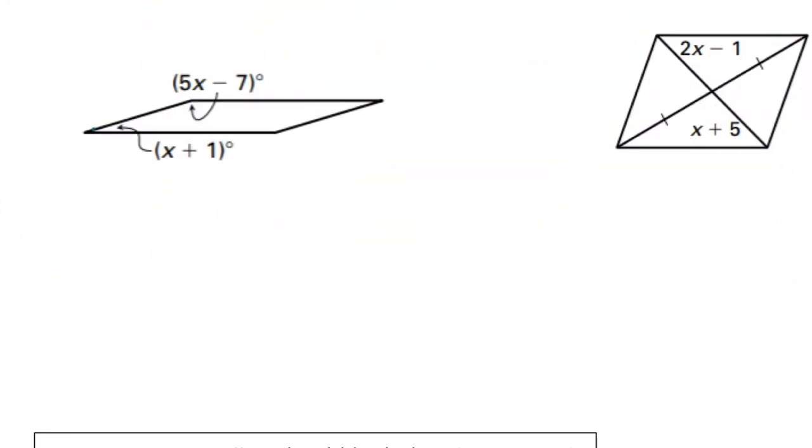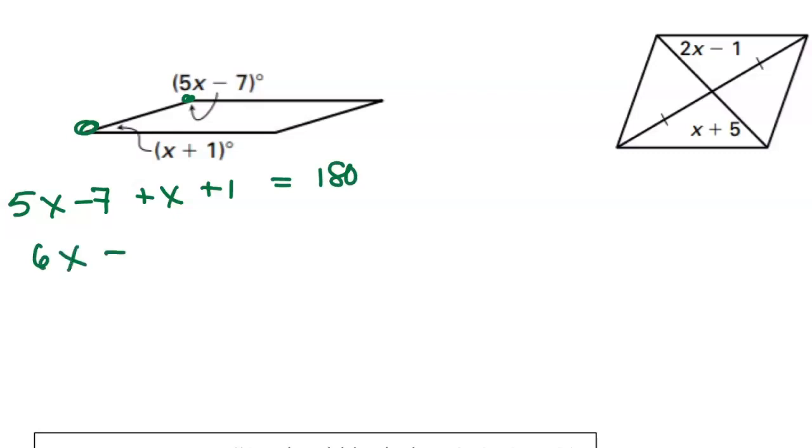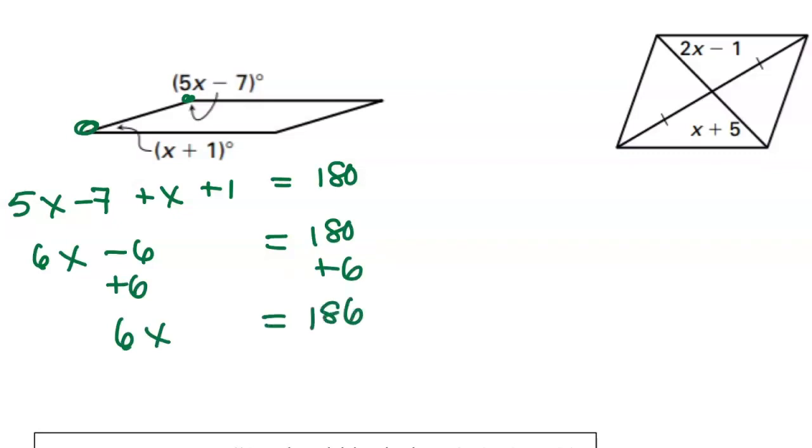Consecutive angles again. Here's this angle and here's this angle. These have to sum to 180 if I have a parallelogram. So let's sum them. Force it to equal 180. Add your x's, you get 6x. Add your numbers, you get a minus 6. Equals 180, add 6, 6x equals 186, divide by 6, and x equals 31.